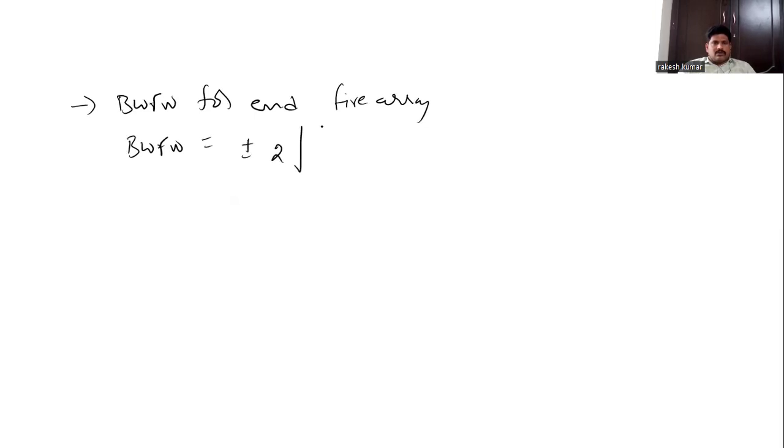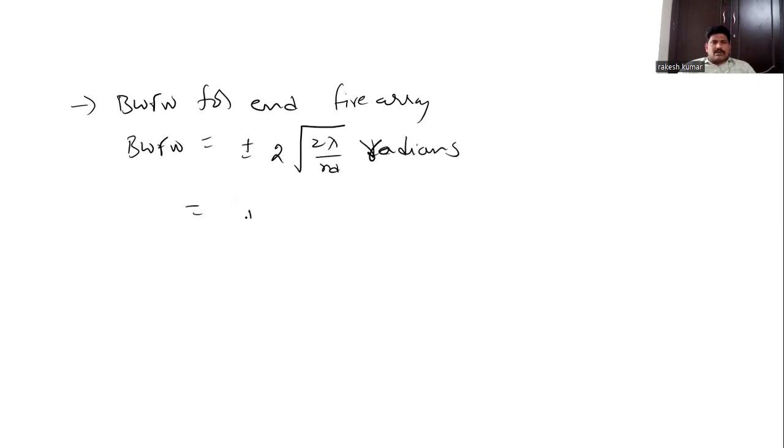Okay. Now, other things also you can calculate. You can calculate the beamwidth between first nulls for an end-fire array. So what is the formula for the beamwidth between first nulls for an end-fire array? The formula is plus or minus 2 into root of 2 lambda by N t. This is in terms of radians.